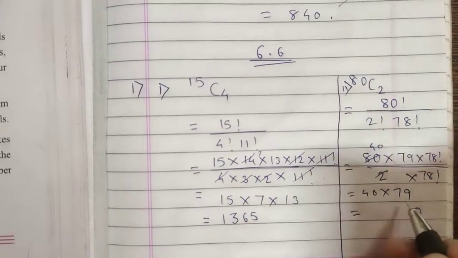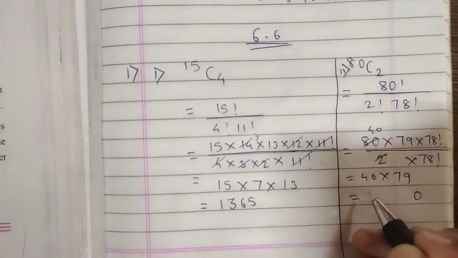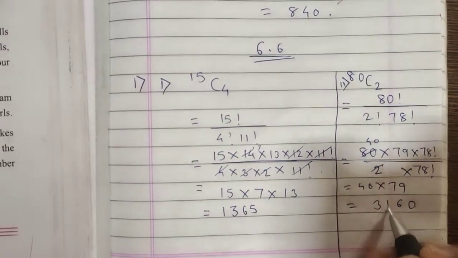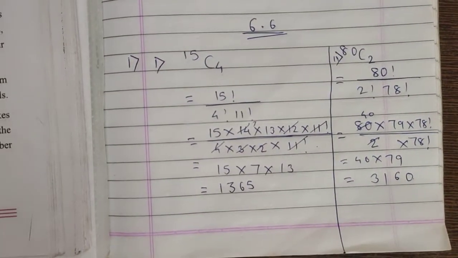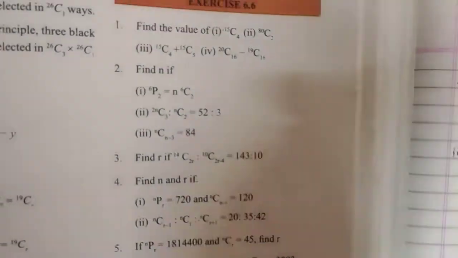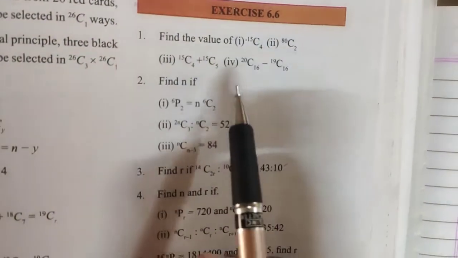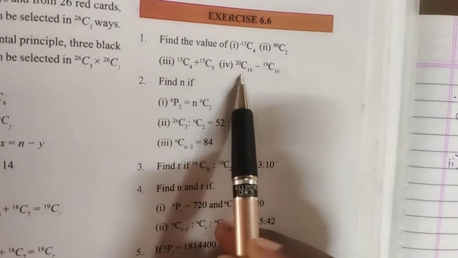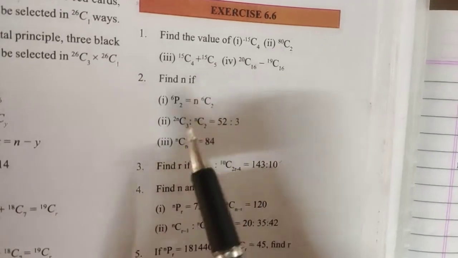Write 0, then multiply 79 with this 4. So if you do that, you will get 3160. Okay. So this way you can solve this question number 3 and 4. In this case you have to do these two and then add. Here you have to do these two operations and then subtract.